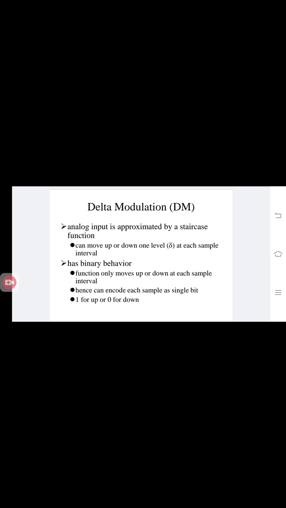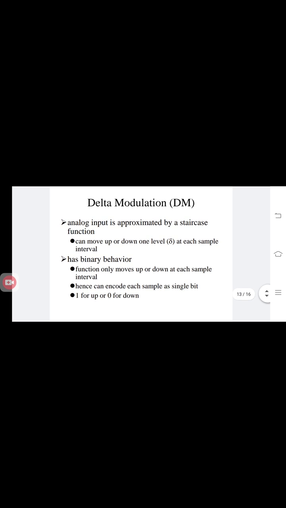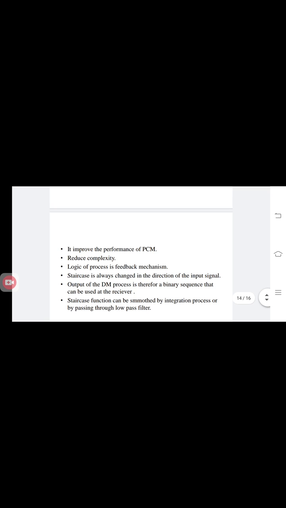It's a mathematical function, and here it has a binary behavior. If the staircase function goes up, then that part is represented by binary 1, otherwise it is a 0. That means if the staircase function has an up value, it is represented as a binary 1. If it has a down value, it is represented as a 0. This is the basic technique used in delta modulation.